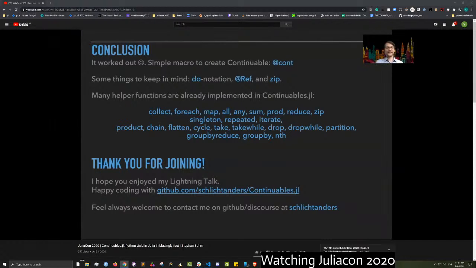And as said in the beginning, there are many helper functions in this package, continuables, and yeah, this is a list of them. Try it out.